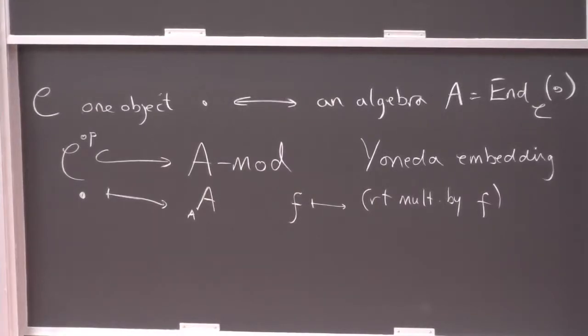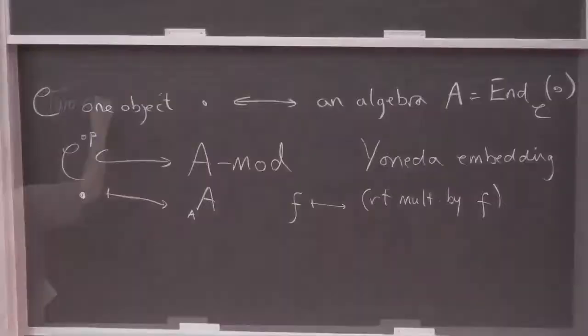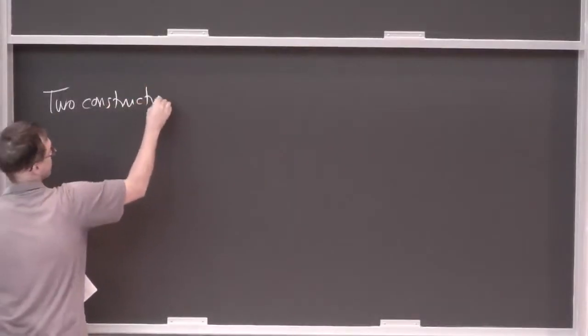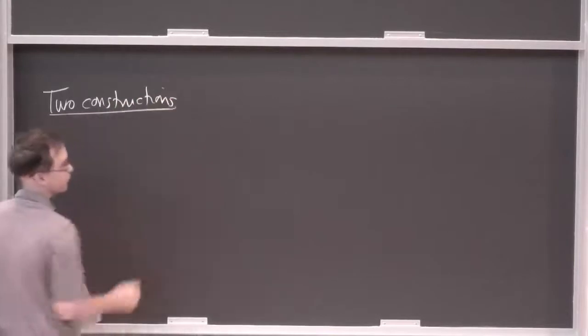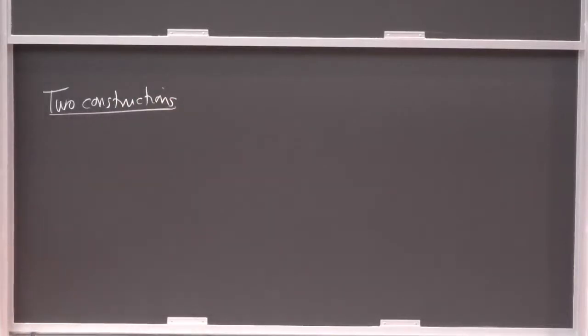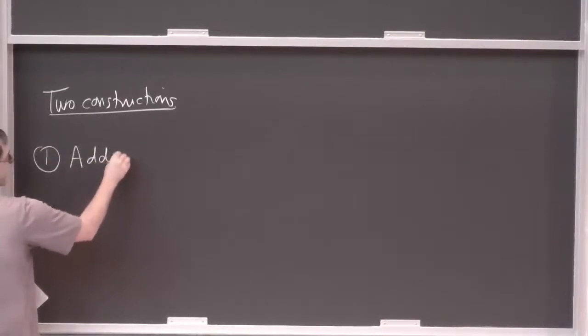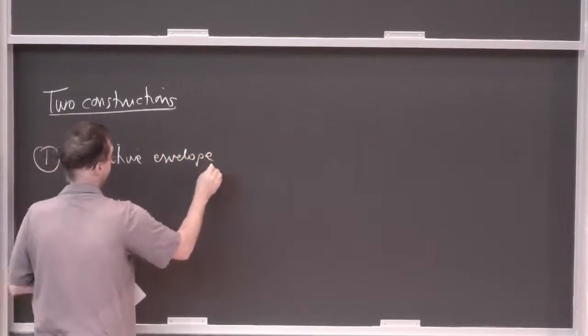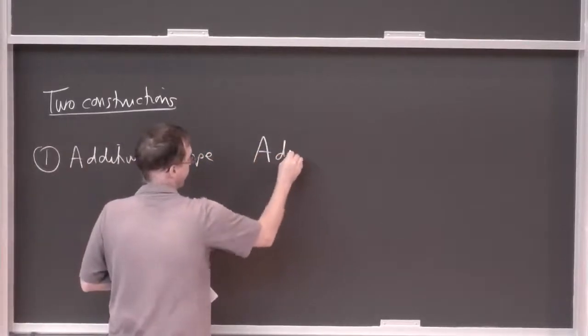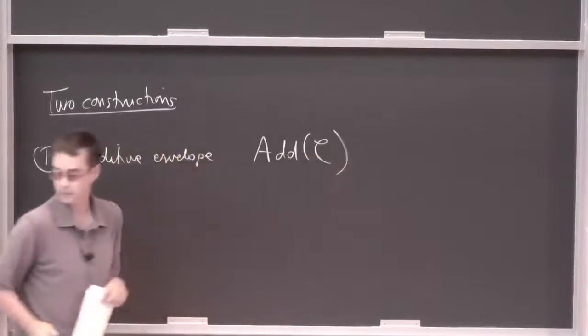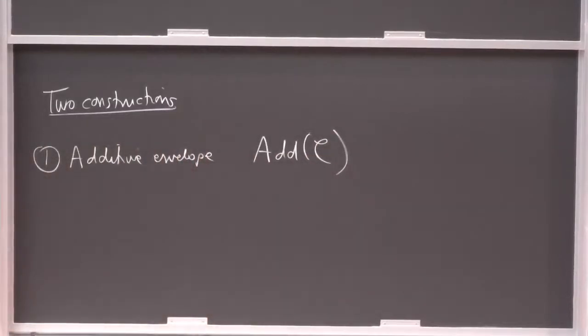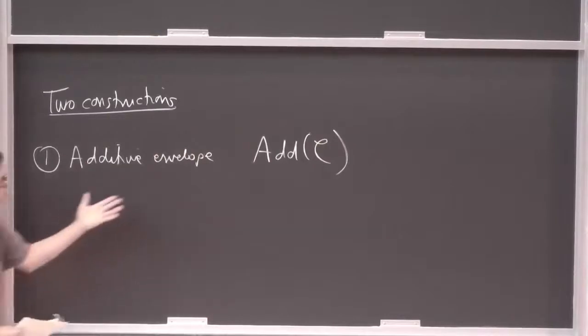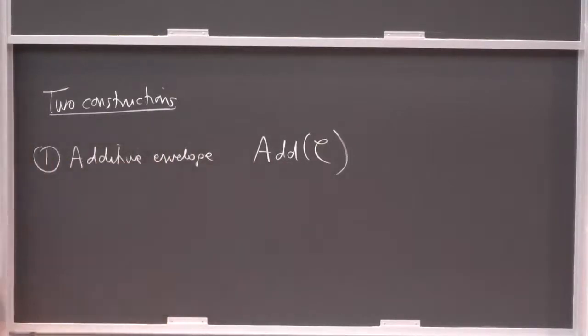I want to tell you about two constructions just before we go anywhere, which are going to be crucial for the whole point of view. I think everybody probably knows these constructions, but the first construction is very easy. It's called the additive envelope. So I'm telling you this in the general framework, so C is any category. There's always this additive envelope, Add C.